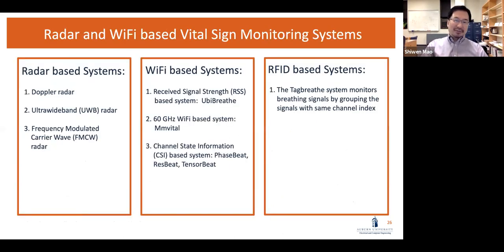So people have developed very interesting systems in prior work, using contact-free and non-intrusive wireless technology. There are radar-based systems like UWB radar and FMCW radar that can be used to detect the respiration of the patient, and Wi-Fi-based systems, including some of our work: Fitbit, Respit, and TensorBit. With TensorBit, we can detect multiple persons' respiration rates in a controlled environment. There was also an RFID-based system called TechBreathe.